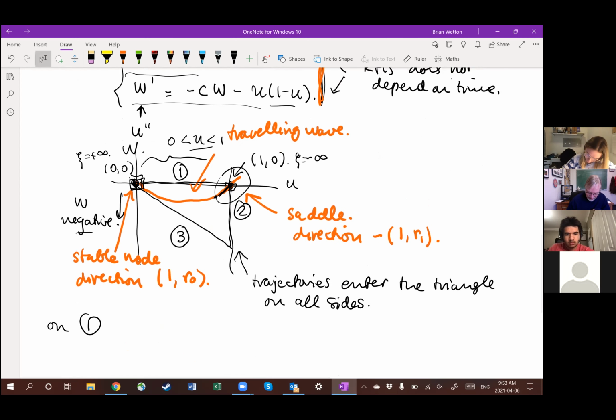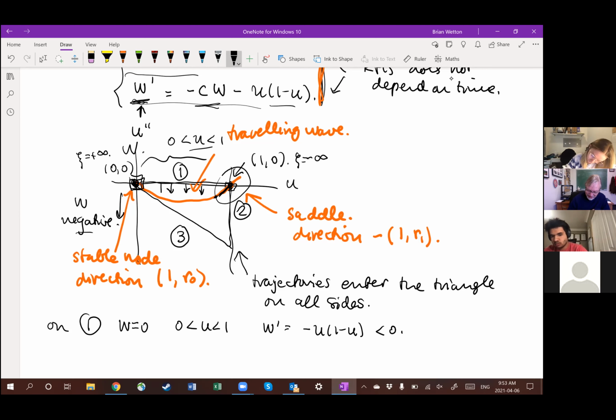That is where w is equal to 0, and u is between 0 and 1. Now, I'm interested to show that all the arrows go in, so I want to show that w prime is negative. Well, I just look over here, and when w is 0, I get minus u times 1 minus u, right? That's negative. So now I know these arrows are going in. Okay, one side done. There's 2 easy sides and then one where you have to do a little bit of work. Let's look at this side.